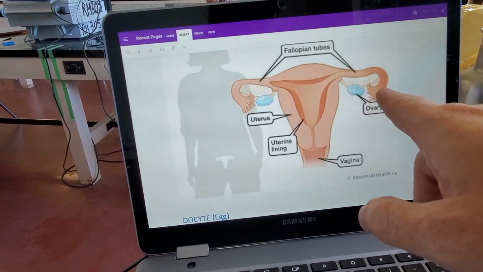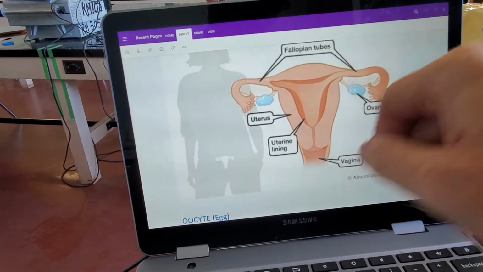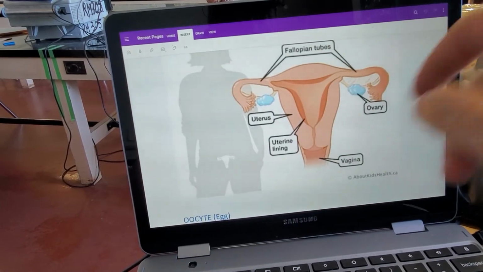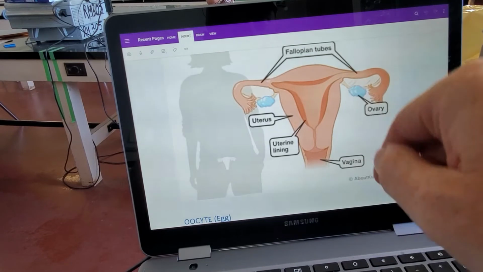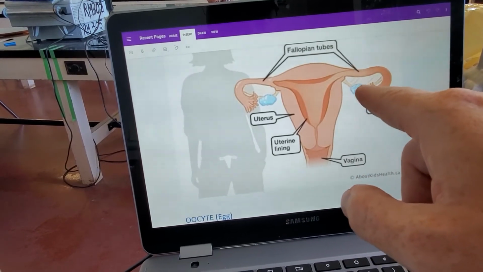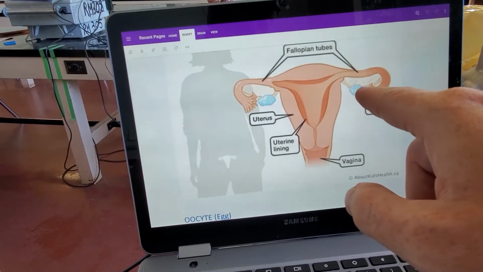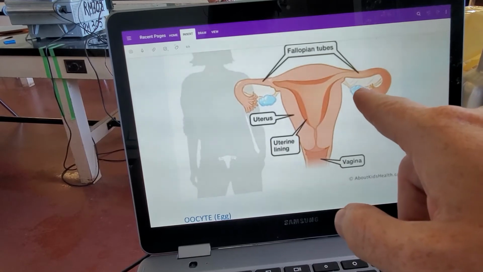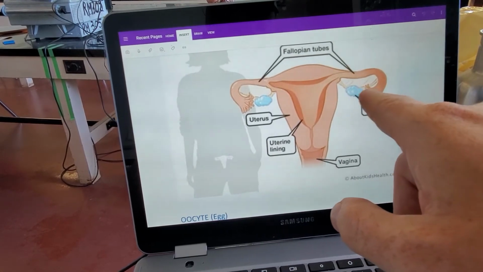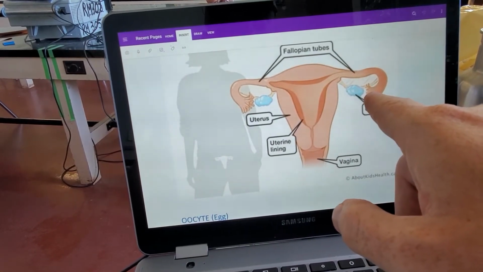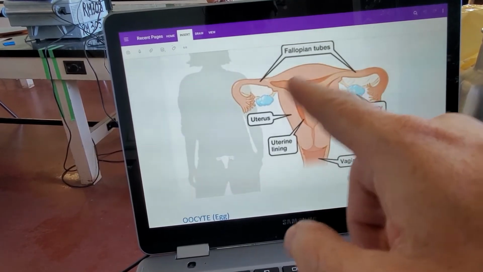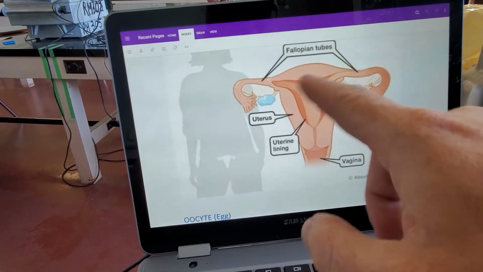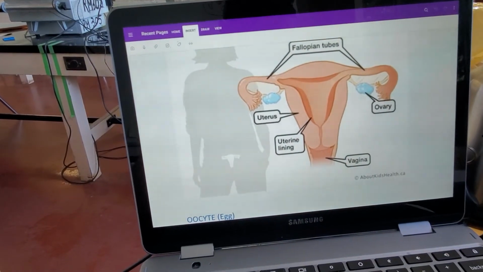Then there's a fallopian tube, otherwise known as an oviduct. I prefer the name fallopian tubes. It sounds way cooler. The fallopian tubes aren't actually attached to the ovary. What happens is that an ovum, an egg, jumps out of the ovary and travels down the fallopian tube into the uterus. The uterus is where a baby will grow, where a baby will develop.